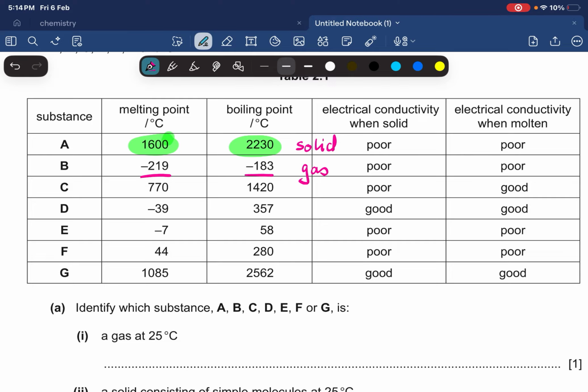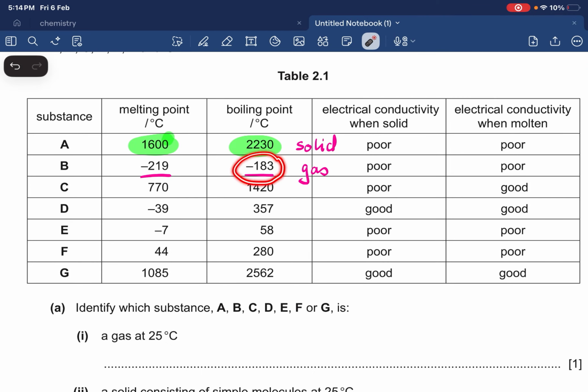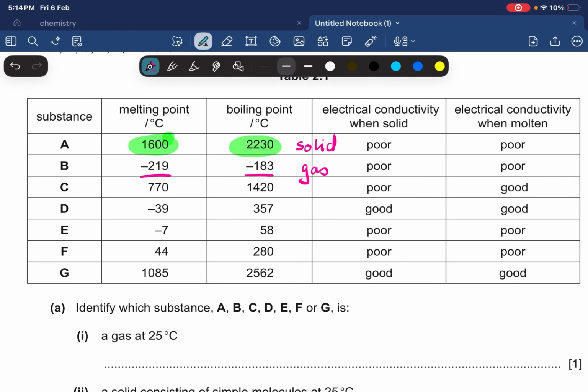How do I know this? Because look at the boiling point. The boiling point is below the room temperature. That means at negative 183 it will turn into a gas, and when at negative 183 it's a gas, then definitely at room temperature 25 it's also going to be a gas, because as temperature increases it cannot turn back into a solid. It has to remain as a gas. This is going to be solid.